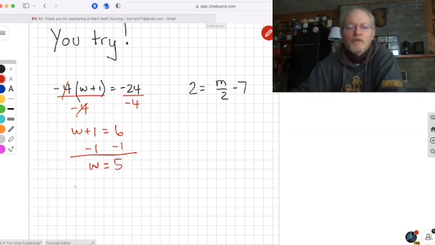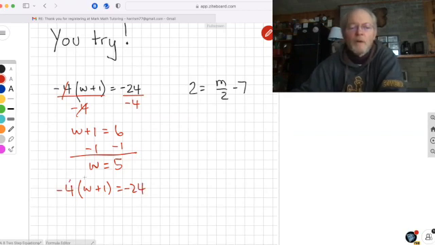If we had used the distributive property, I'll just go ahead and show you. It's not wrong to do this. It's just a little bit of extra work. So I'll just go ahead and show this to you. So we did cover this before. The distributive property would rewrite this side as negative 4w minus 4 equals negative 24.